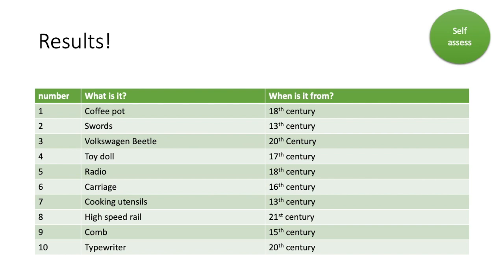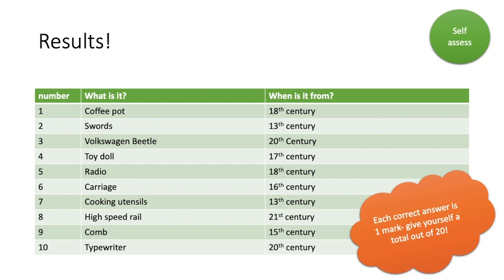So you will notice up here in this corner, there's a green dot that says self-assess. Whenever you see this, you should know that you need a green pen, and this is a chance for you to mark your own work. So each correct answer is worth 1 mark. So you're going to have a mark out of 20 because you get a mark for getting what it is correct, and you get a mark for what century it came from. So give yourself a mark out of 20. Pause the video if you need to.